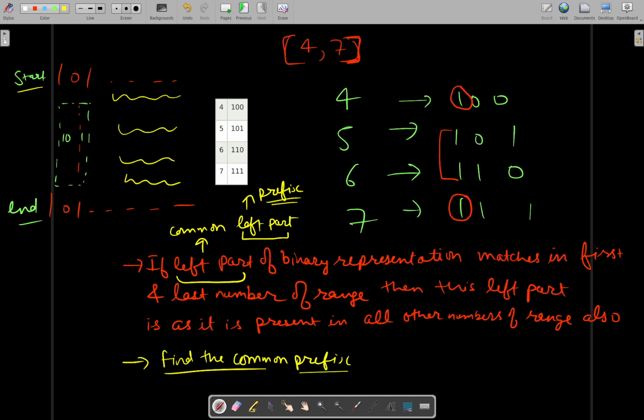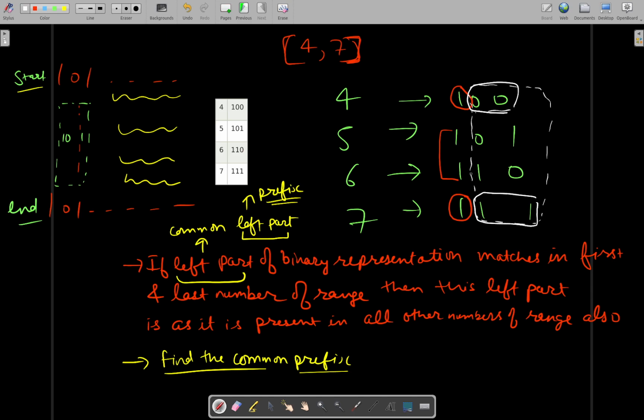So to find the common prefix, we have to somehow delete whatever part is not matching in these two numbers. So let's say we have 4 and 7, and all the numbers between 4 and 7 in the range. You have to remove this part. Which part am I talking about? This part, because this part is not matching in 4 and 7, so this part should be removed, this part in 4 and this part in 7.